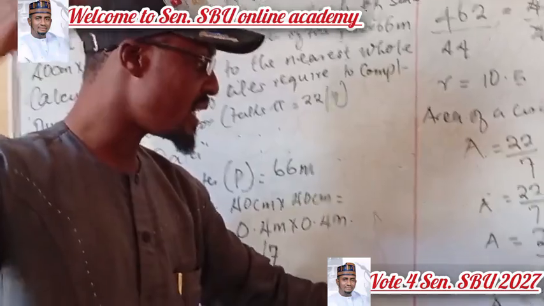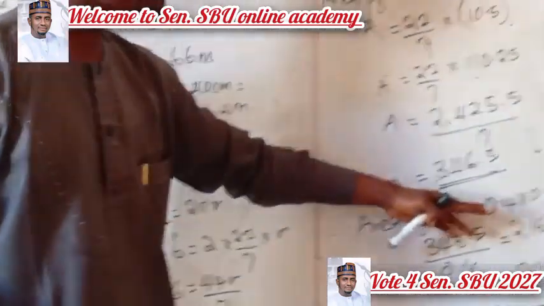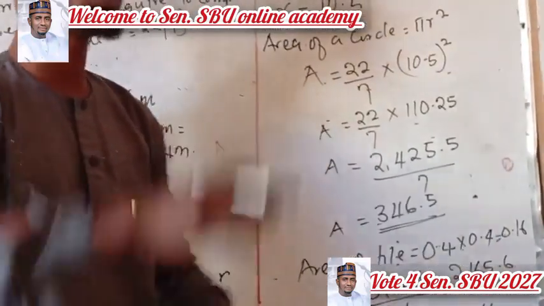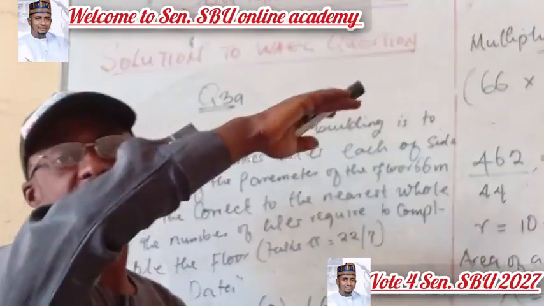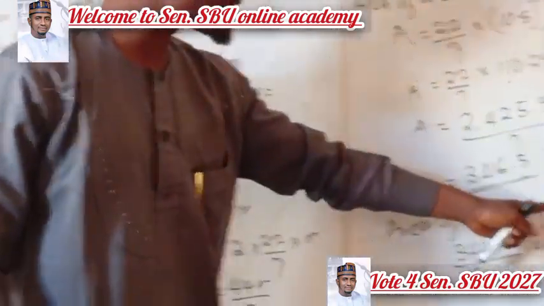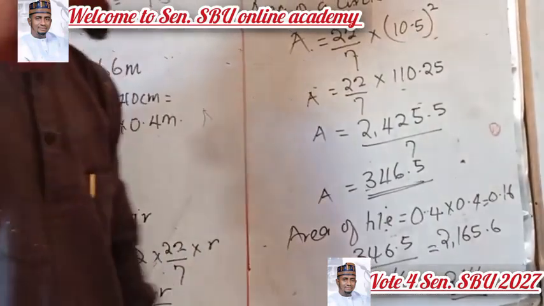Therefore, we now compute the area of the tile. The area of the tile is 0.4 times 0.4 because it is a square-shaped tile. And the formula for calculating the area of a square is L squared. Therefore, L times L is equal to 0.16.